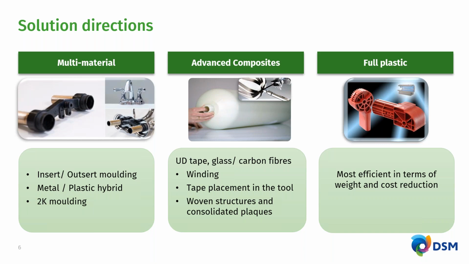Another solution is advanced composites. You see a picture of a liner of a hydrogen tank or a CNG tank, and it's a full plastic liner, and it could be wrapped with unidirectional glass or carbon fiber tapes. It could be wound completely with the tapes, or these tapes could also be used to place in the plastic part on some local areas where high loads are there in the tool. So it could be used in different ways. And the third solution is a full plastic solution, which is most efficient in terms of weight and cost reduction.